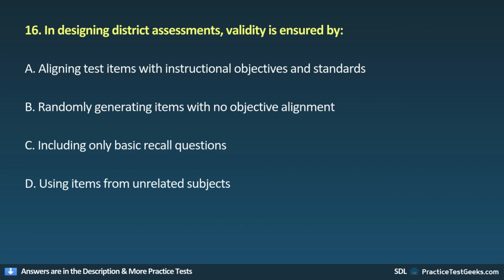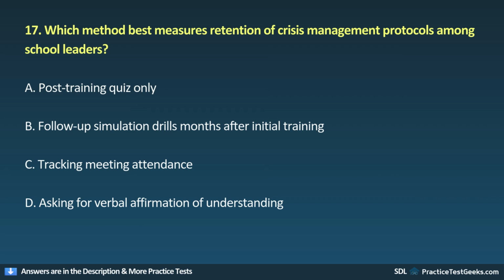16. In designing district assessments, validity is ensured by: A. Aligning test items with instructional objectives and standards. B. Randomly generating items with no objective alignment. C. Including only basic recall questions. D. Using items from unrelated subjects.